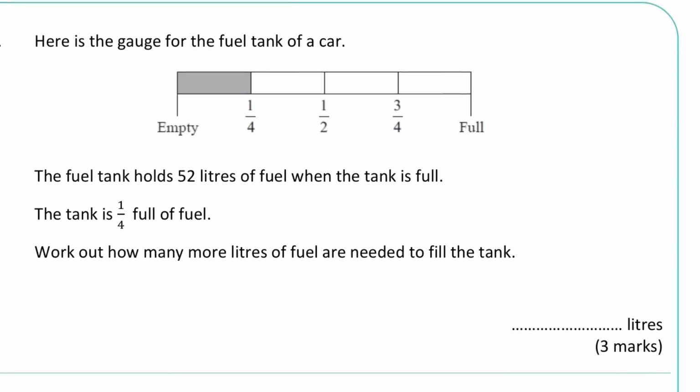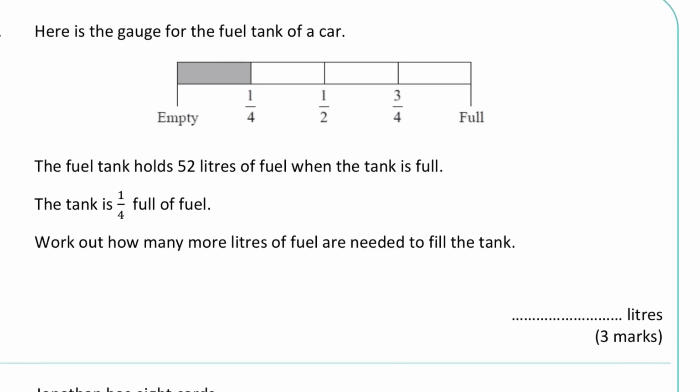Now our next question says, here is the gauge for the fuel tank of a car. The fuel tank holds 52 litres of fuel. The gauge shows the tank is 1/4 full of fuel. Work out how many more litres of fuel are needed to fill the tank. So it holds 52 litres when it's full. So we could start by working out a fraction of an amount to see how much is left.